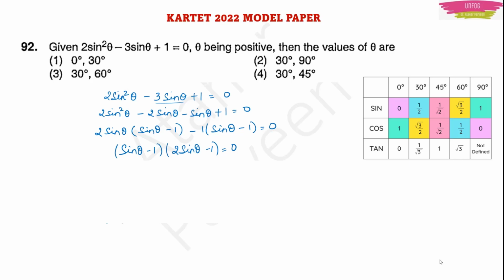For the first two terms, you take 2 sin theta common. If you take 2 sin theta common, you will get sin theta minus 1 in the bracket. Next, for the next two terms, you take minus 1 common. You will get sin theta minus 1 in the bracket. With this, you will get two equations. One will be sin theta minus 1. Other one will be 2 sin theta minus 1. You can treat this as equal to 0 now, right?